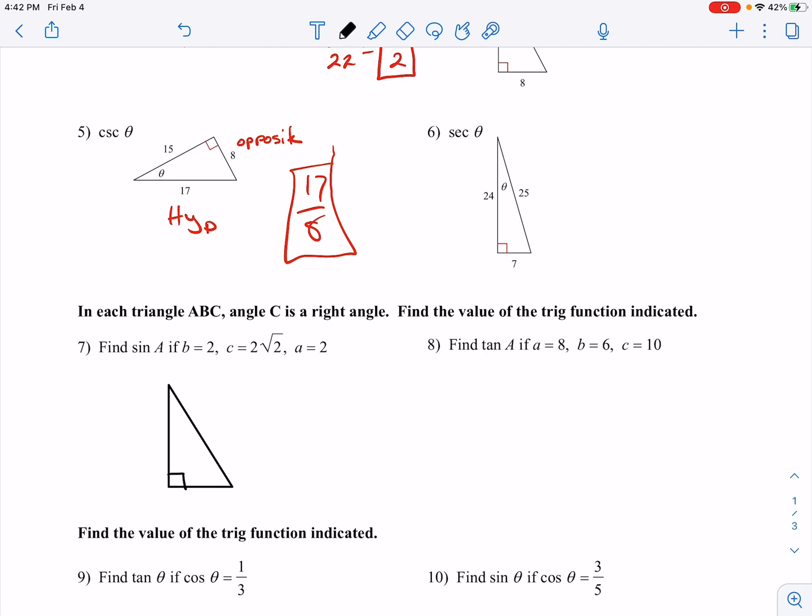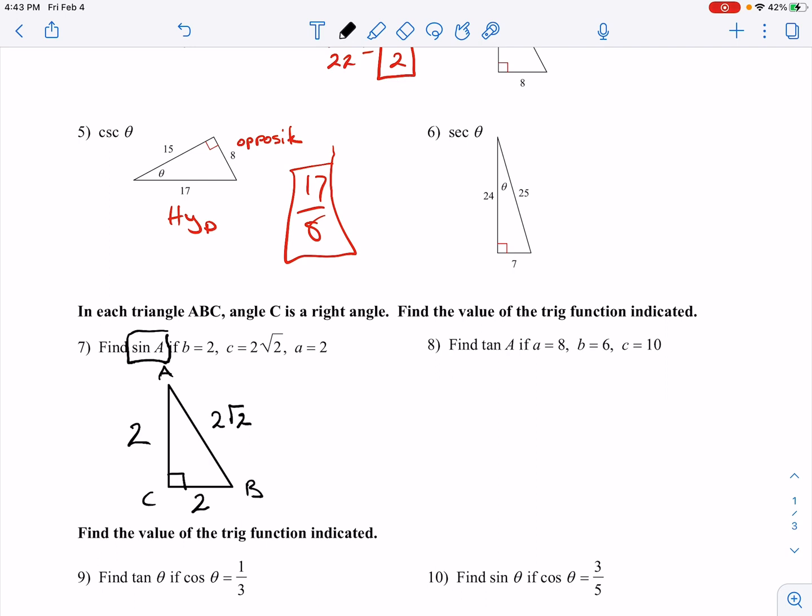We're given that little a, which is always across from capital A, is 2. Little b, across from capital B, is also 2. And the hypotenuse, little c, is 2√2. They're asking us to find the sine of A.